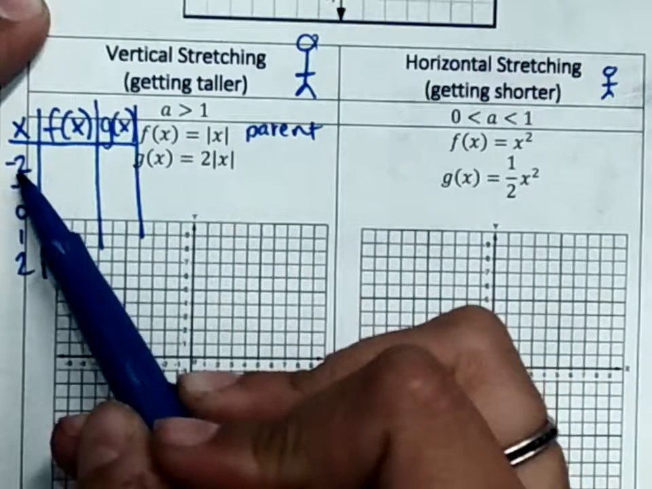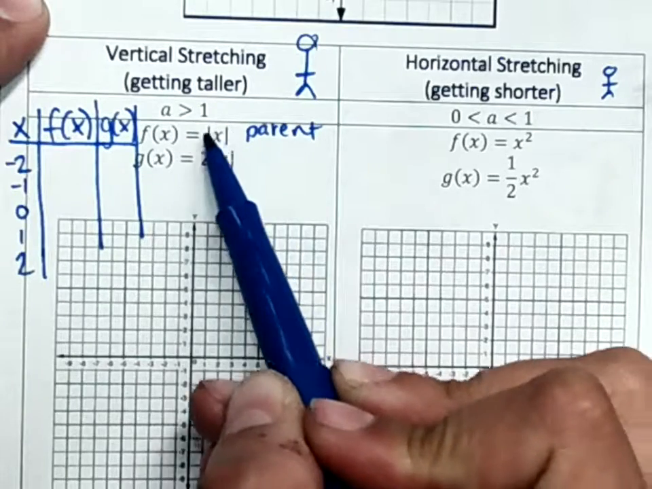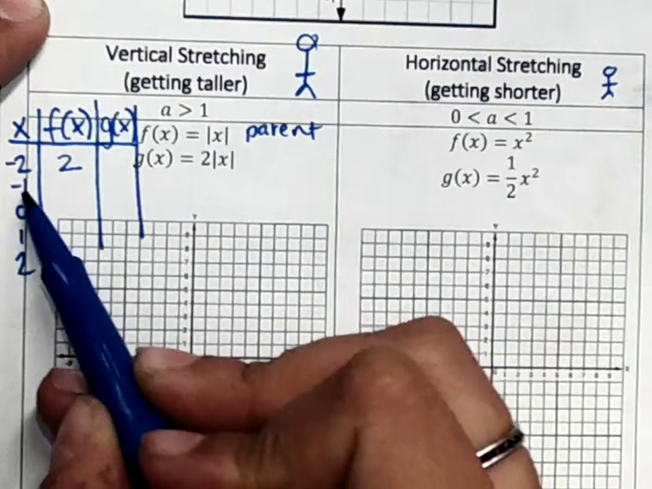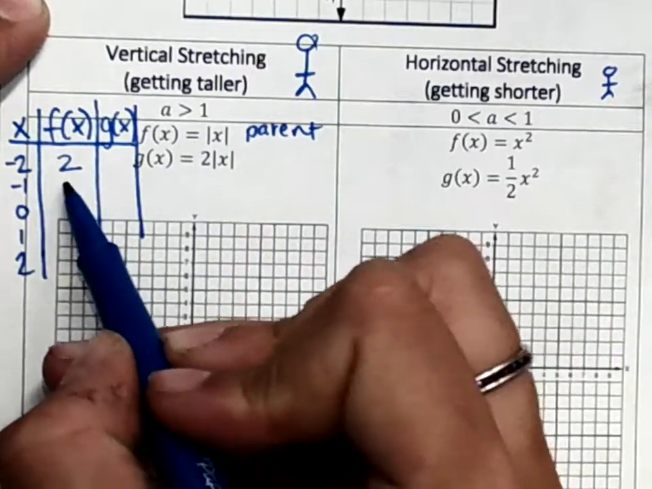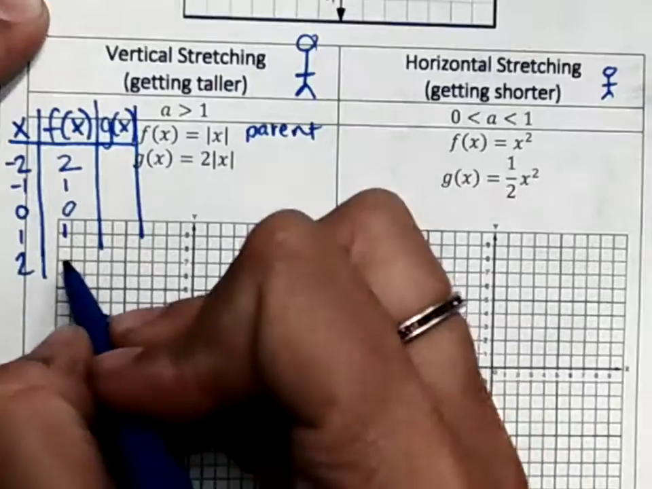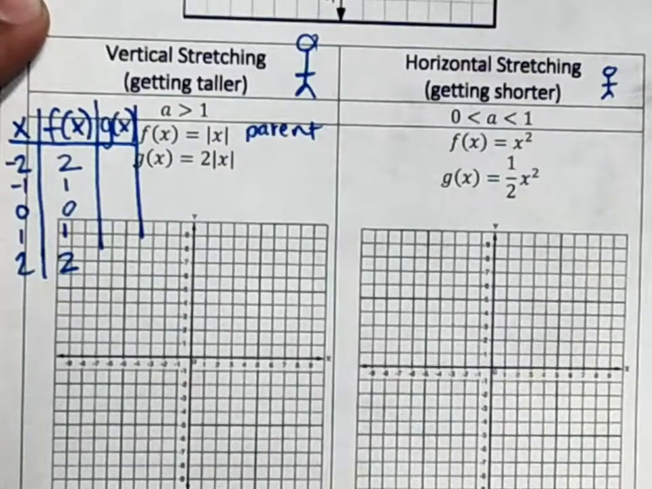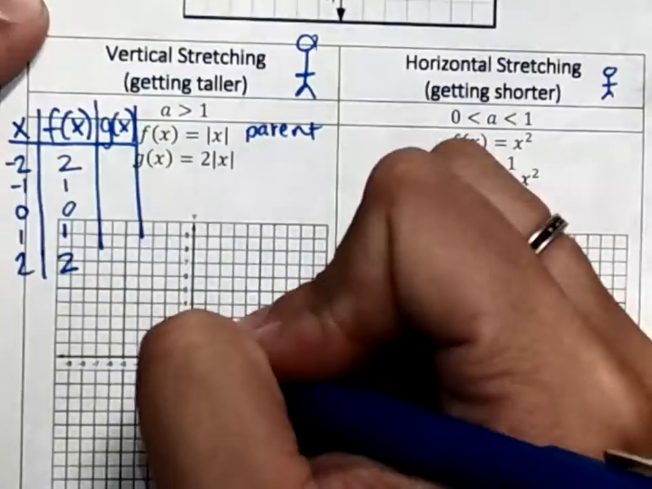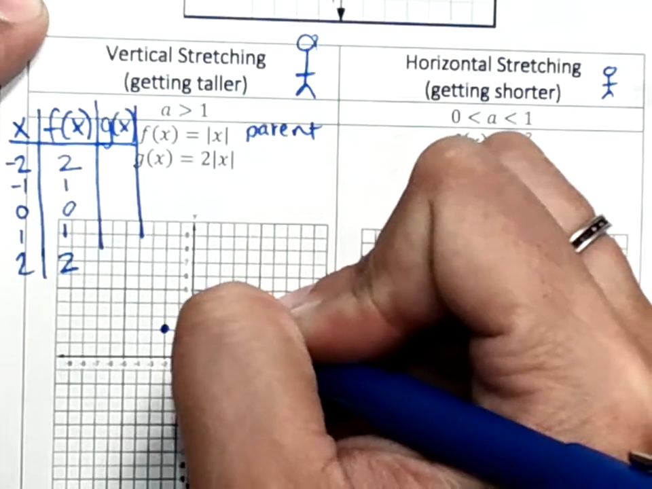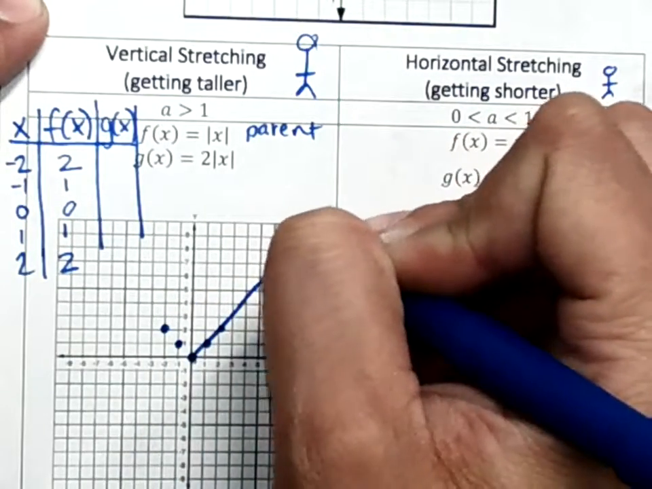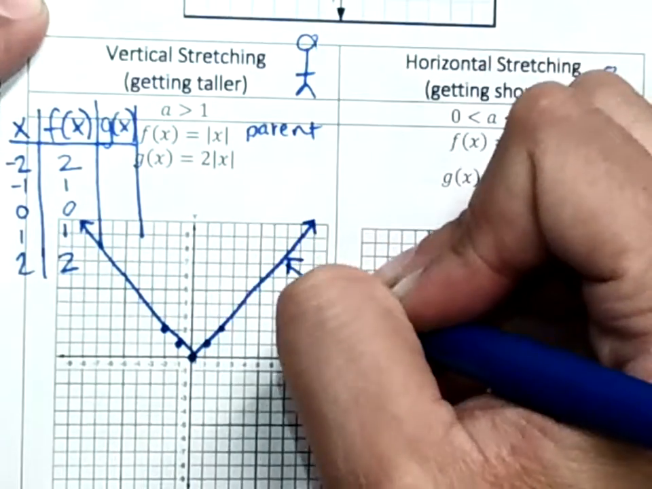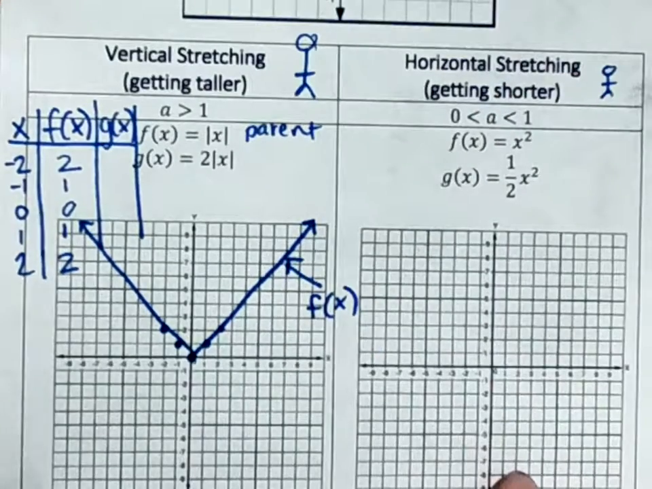When I plug -2 into the absolute value sign, absolute values make things positive, therefore it would give us just 2. Plugging in -1, the absolute value of -1 is just 1. The absolute value of 0 is 0. The absolute value of 1 is 1, and 2 is 2. So if we go ahead and graph this, we have 0, 0, -1, 1, -2, 2, 1, 1, and 2, 2. So this is f of x, or our parent function.